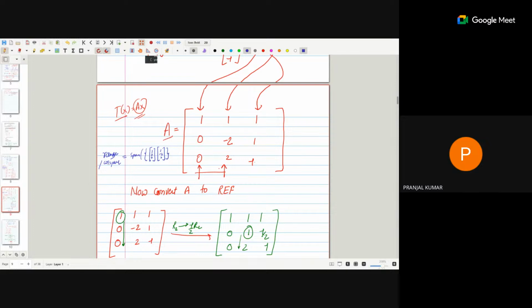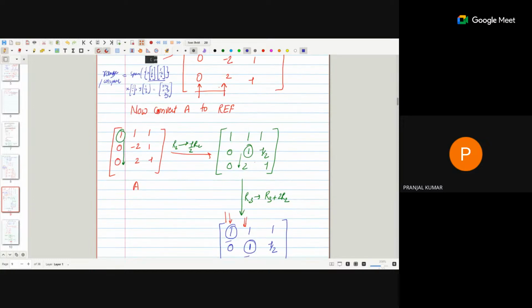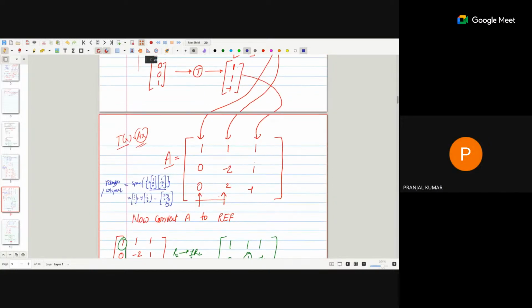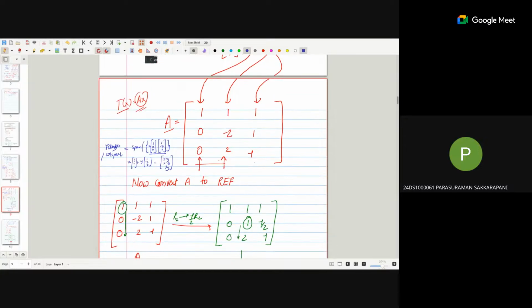They could write it like this also: x times (1, 0, 0) plus y times (1, minus 2, 2), and when you add them you get (x plus y, x minus 2y, 2y). They could write it like this. So this is your range. Is this clear?